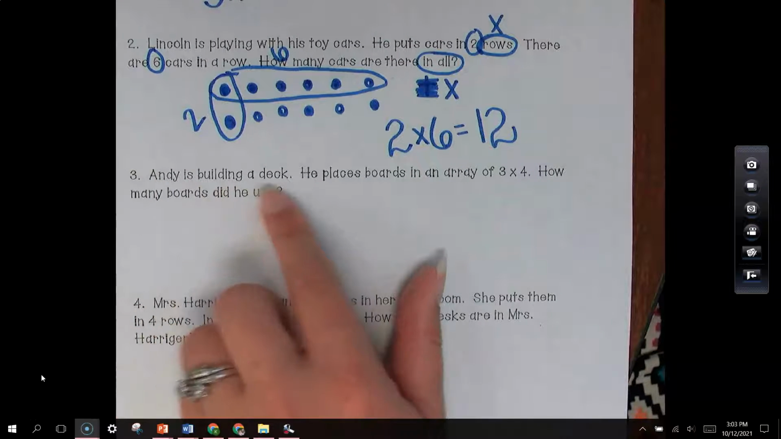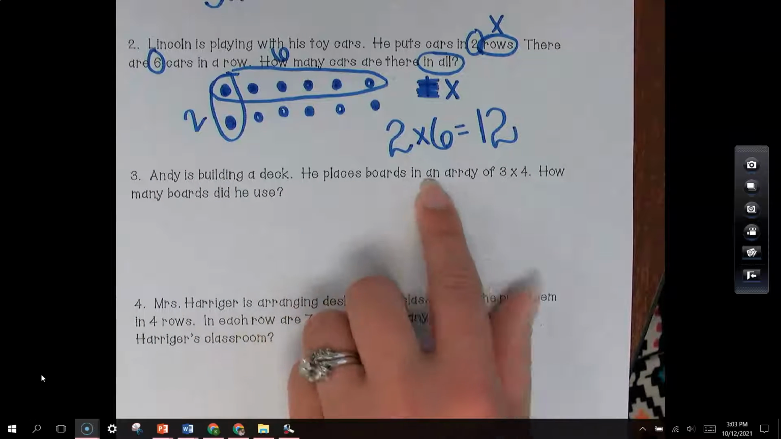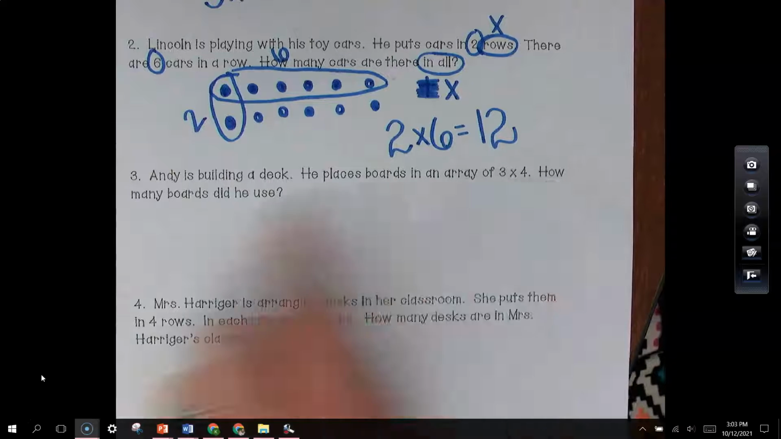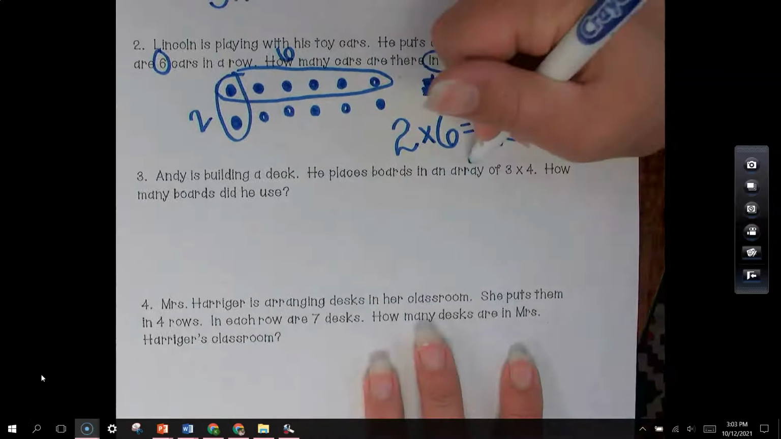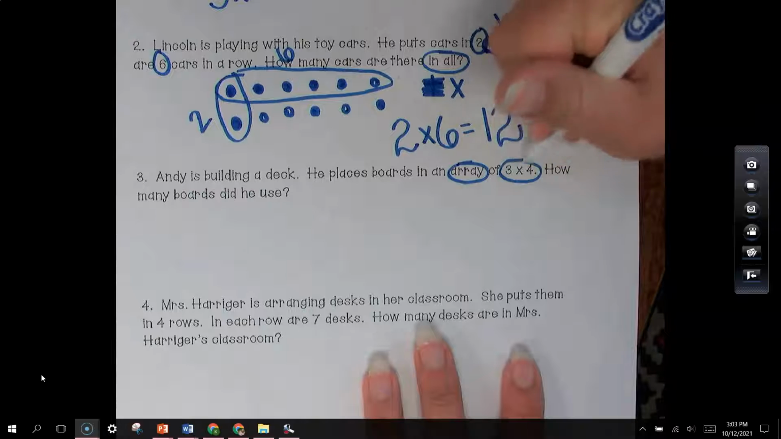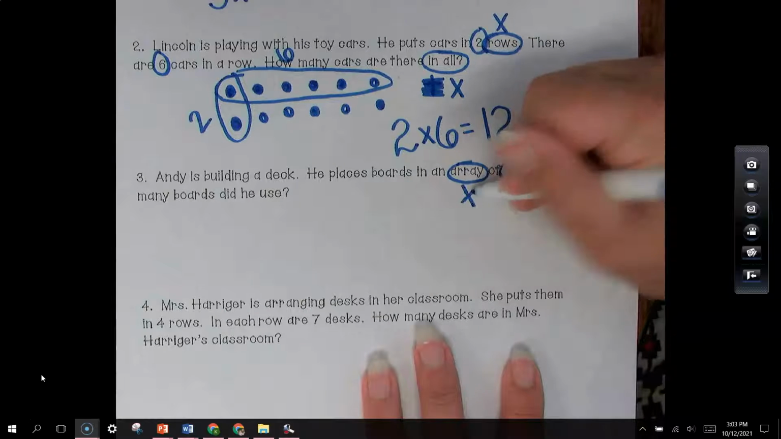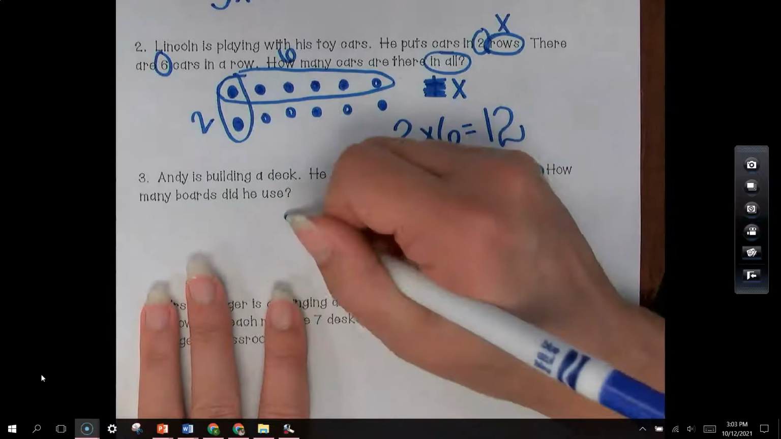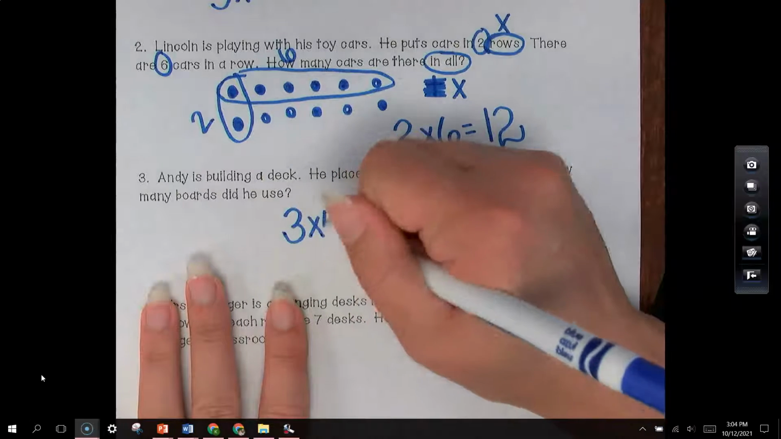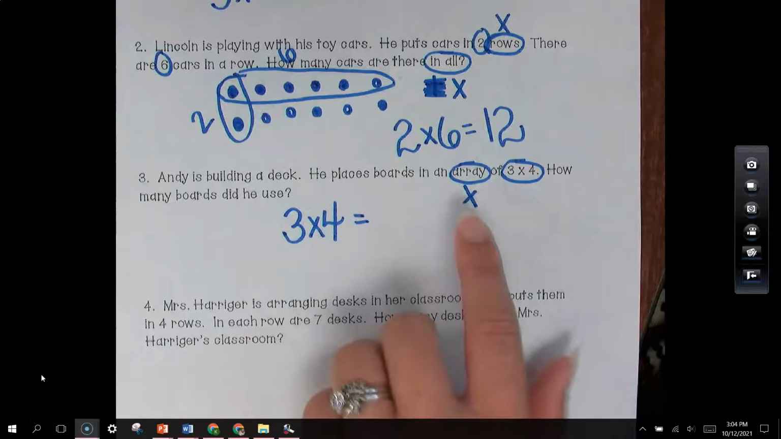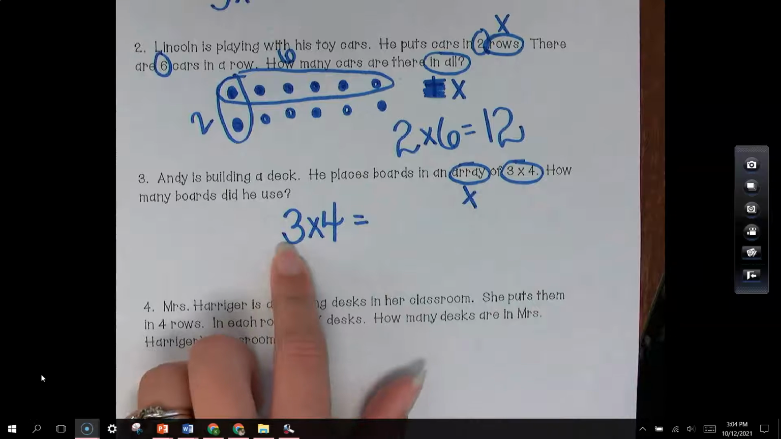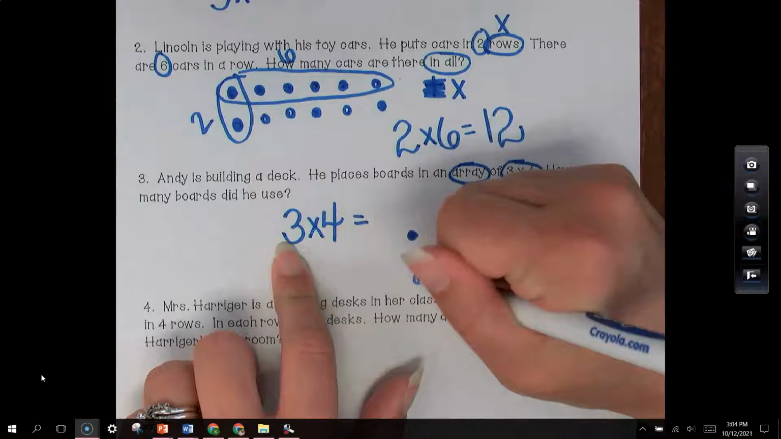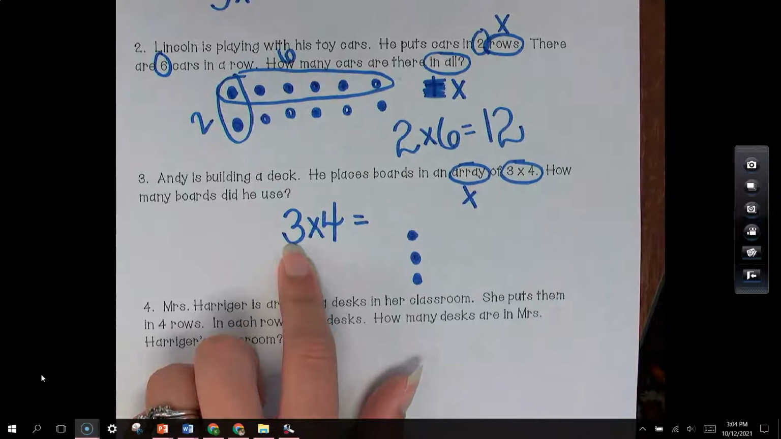Andy is building a deck. He places boards in an array of 3 by 4, or 3 times 4. How many boards did he use? Well, I see that word array. I see 3 times 4. An array always means to multiply. So if they use that word array, we mean to multiply. We know that we are doing 3 times 4. But let's draw an array. Our first number, 3, tells me how many to go down. 1, 2, 3. That first number is my rows.